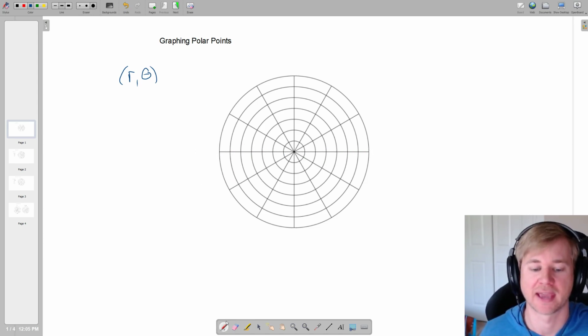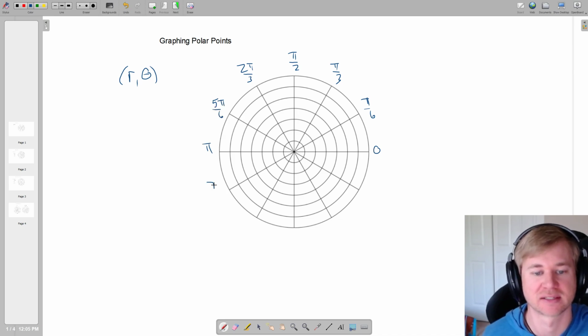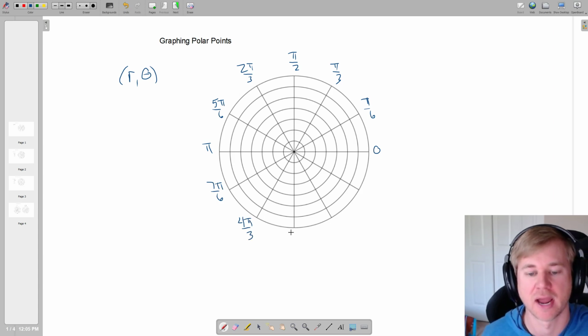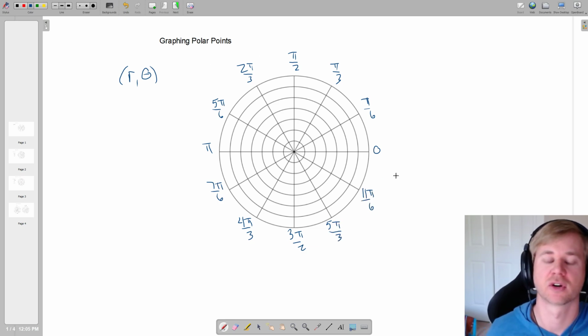Then you have to think of the angle, so theta. This works the same way as on a unit circle. So this is in radians, this is your 0, and then we would say, okay, this is pi over 6, 2 pi over 6, 3 pi over 6, 4 pi over 6, 5 pi over 6, 6 pi over 6, 7 pi over 6, I'm reducing my fractions, 8 over 6 is 4 pi over 3, 9 over 6, 10 over 6, and then 11 pi over 6. So those are your angles.